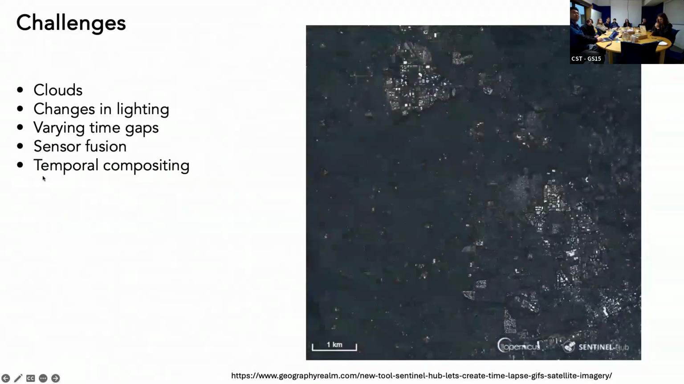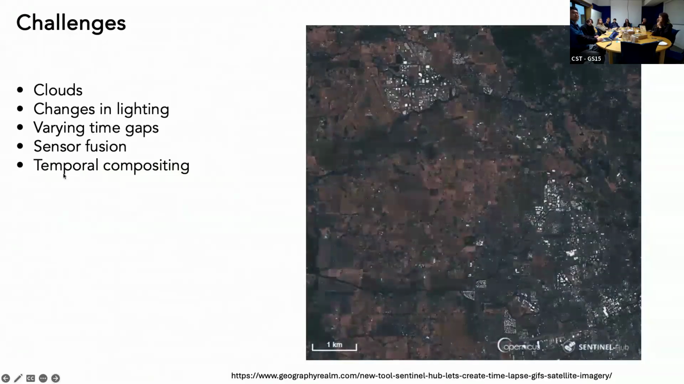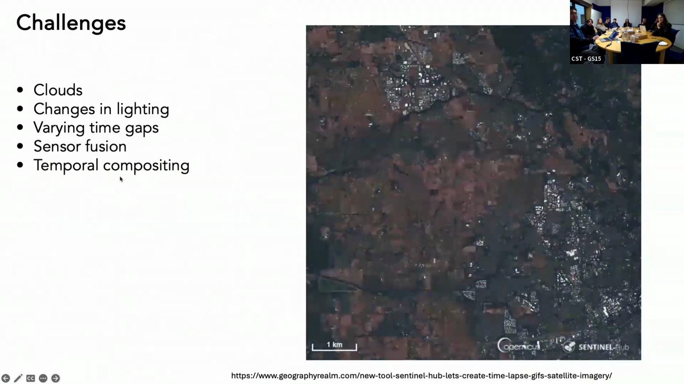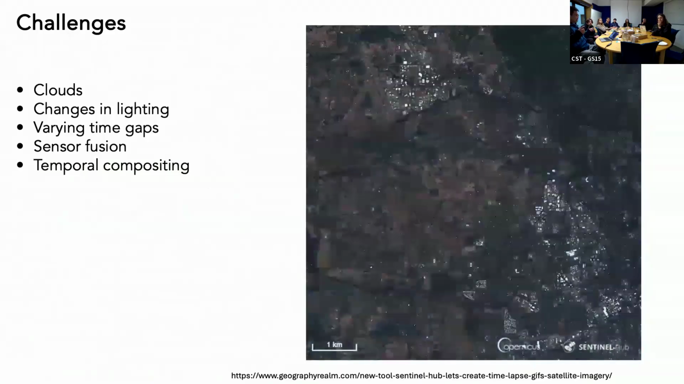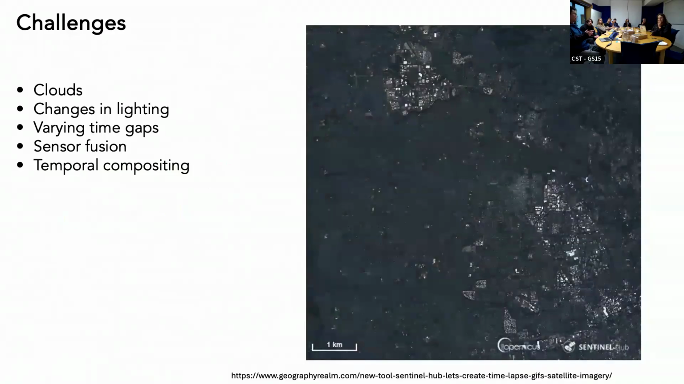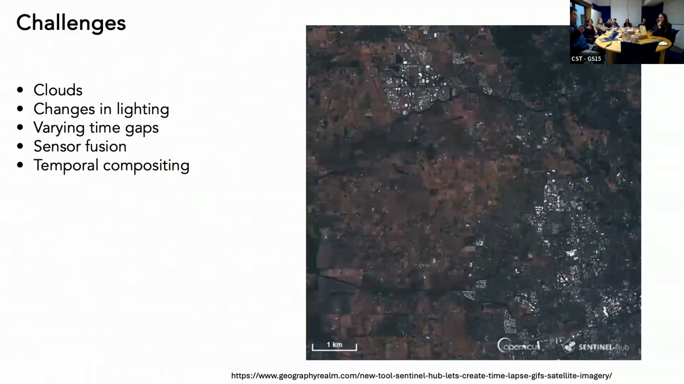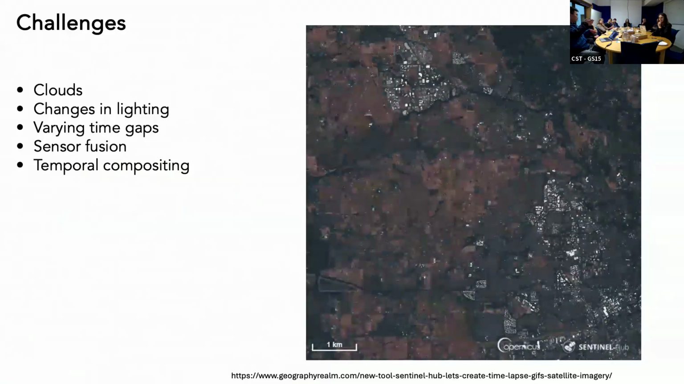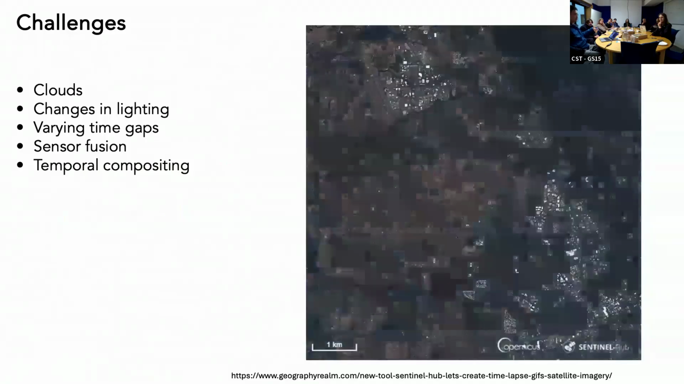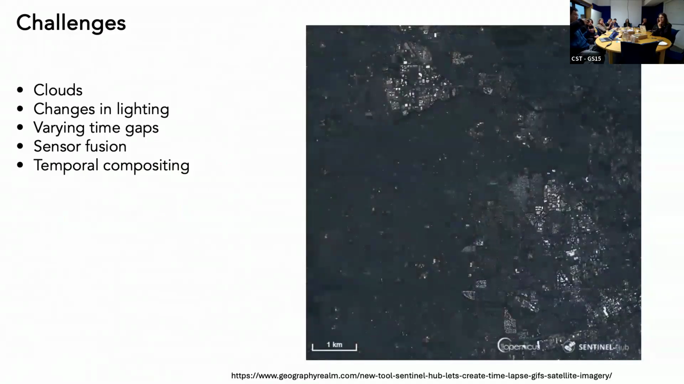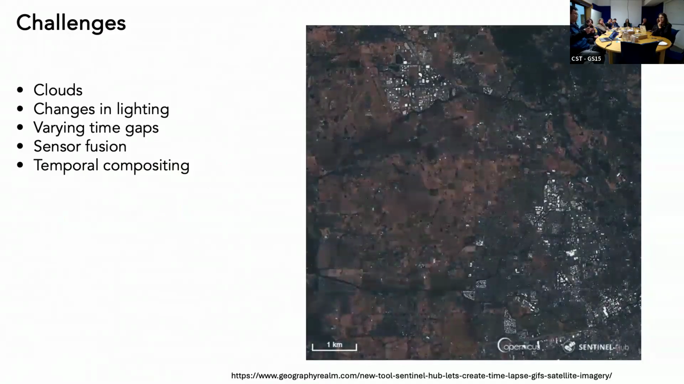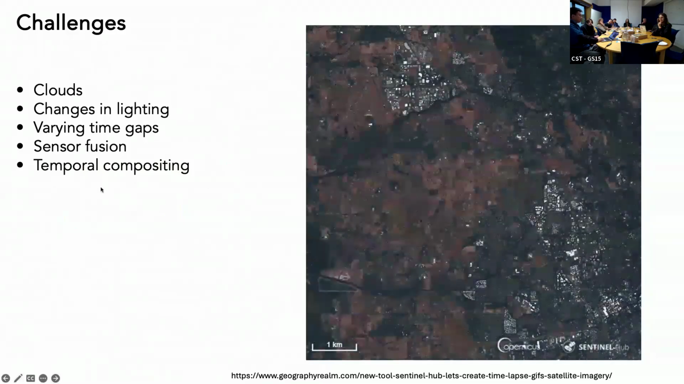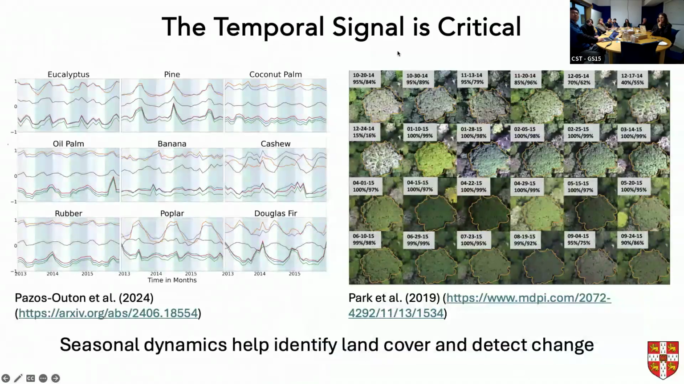So what traditional methods usually do is the so-called temporal compositing. Let's say I set a time window to 1 year. What I do is composite all the observations within this 1 year time frame. I choose the cloud-free images from this part, the cloud-free images from that part, and I compose them together. So the composited image will be cloud-free. But if we do that, then we're losing the temporal signal, which is super, super important.